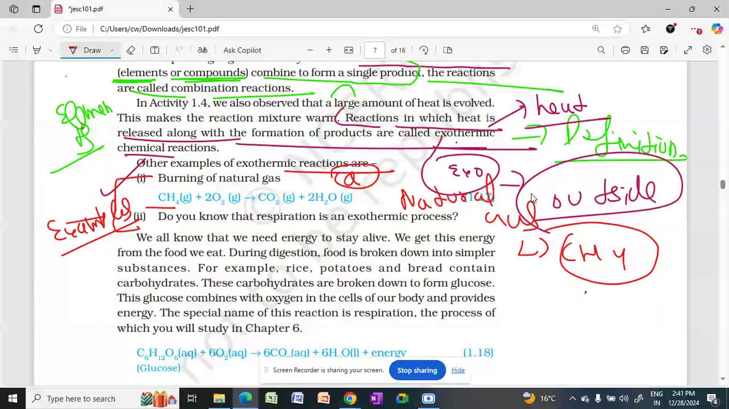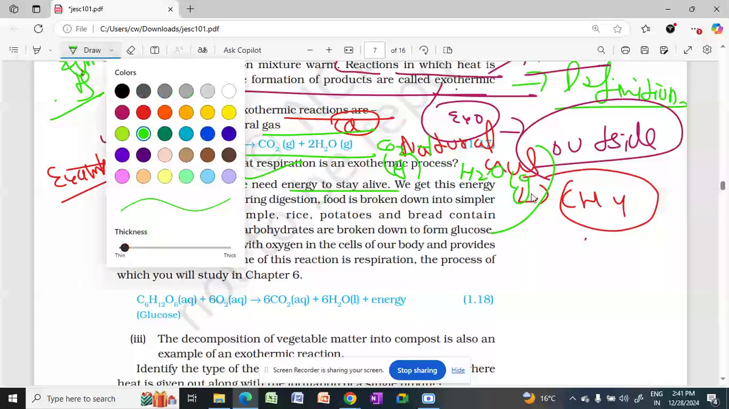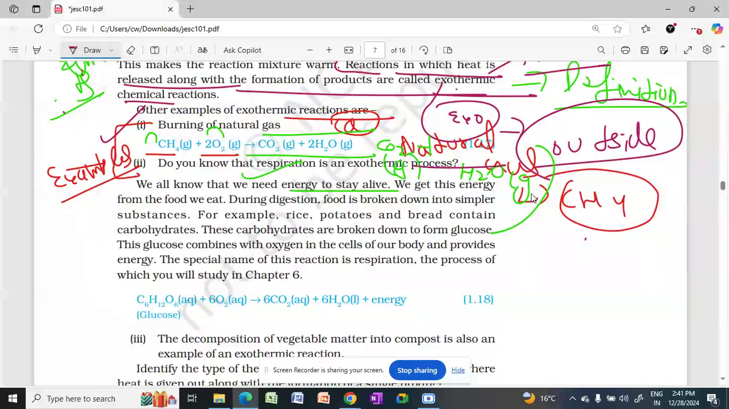So when CH4 is burnt, obviously it will burn in the presence of oxygen. Methane plus O2 will give you carbon dioxide plus water, and again these two are in the gaseous state. We also know that we need energy to stay alive. So from where do we get this energy? We get this energy from the food that we eat.